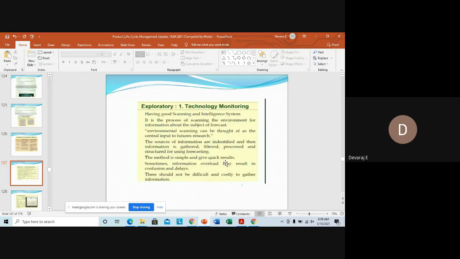And later on, after updating, you should use the technology in the manufacturing plant. You should ask the manufacturing manager, the manufacturing engineer, to come to you, and you should tell them which technology they should use to complete the task. It's very important. So it is a process. You can go for the second point. It is a process of scanning the environment for information about the subject of the forecast. So it's for a particular point as well as for the future.